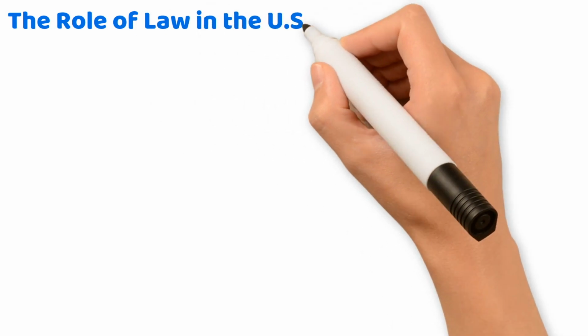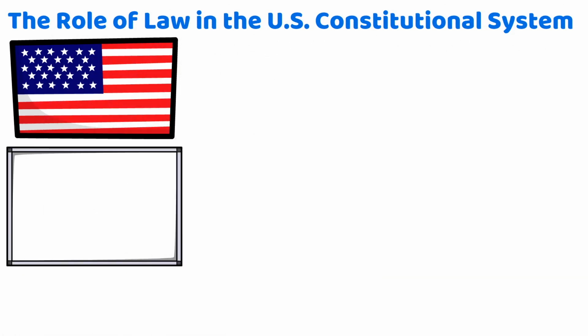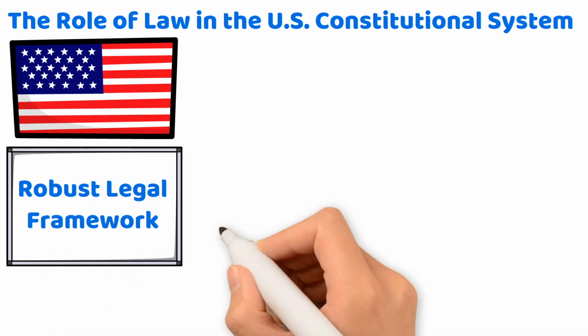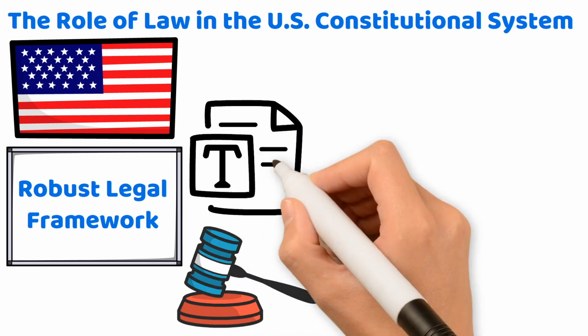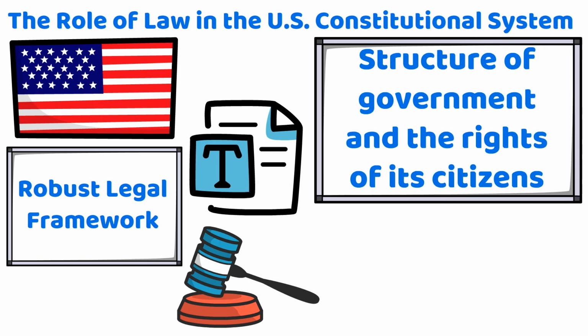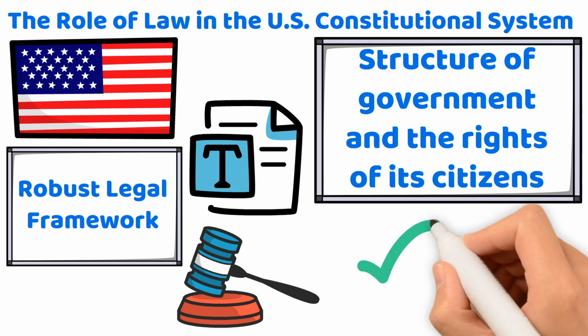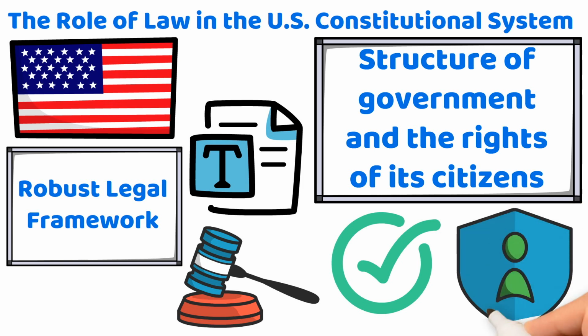The role of law in the U.S. constitutional system. The United States prides itself on a robust legal framework, starting with the Constitution, which is the supreme law of the land. This document outlines the structure of government and the rights of its citizens, ensuring that no law or decree can supersede the constitutional provisions. It's a system designed to protect individual freedoms while maintaining order and justice at every level of government.